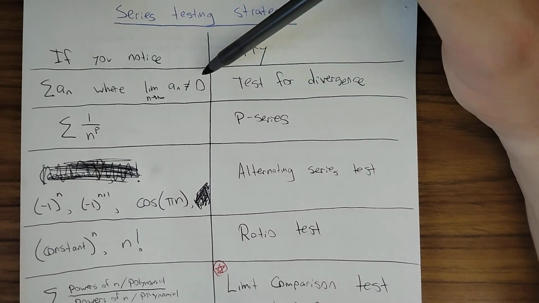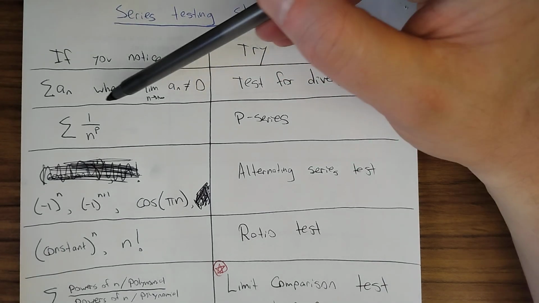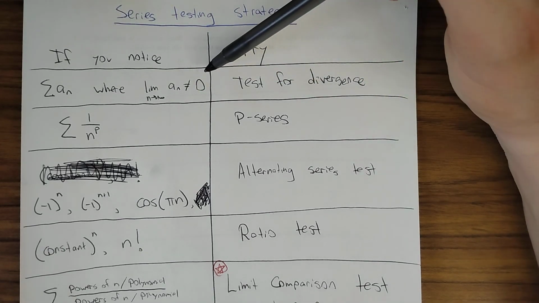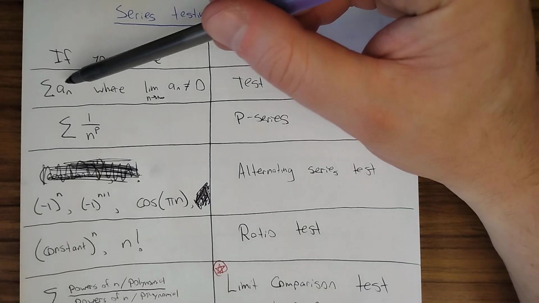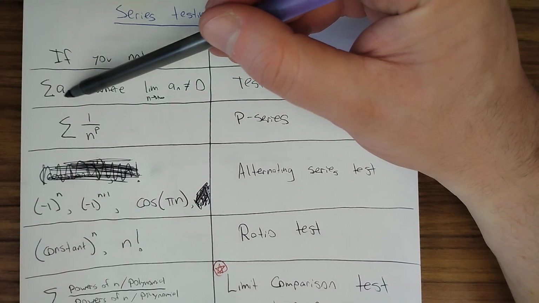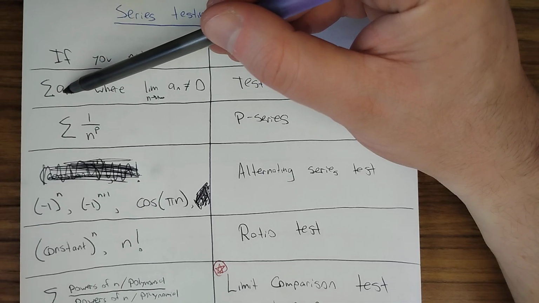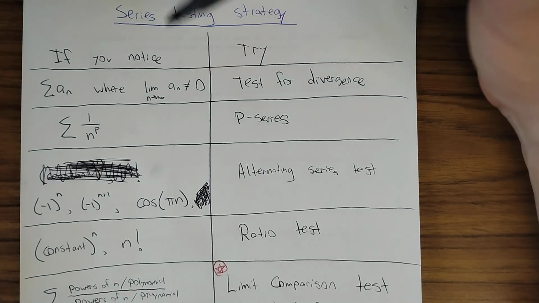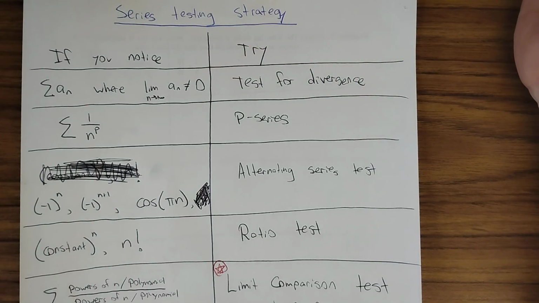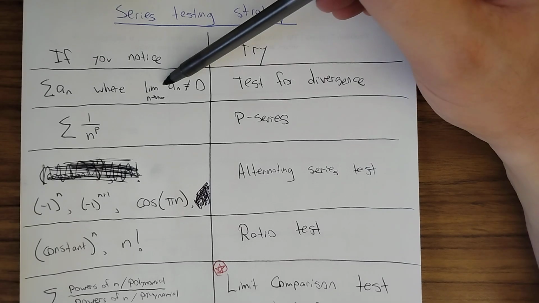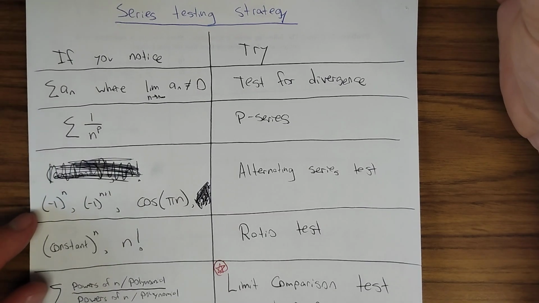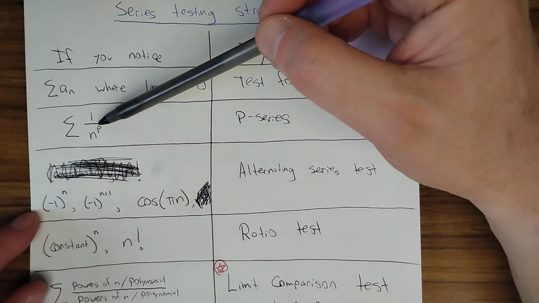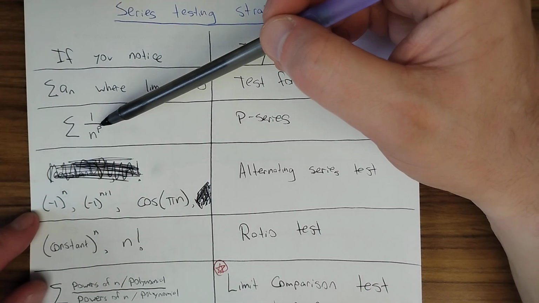So one thing that should always be in the back of your mind is if the terms don't go to zero, then the series diverges, and that's called the test for divergence. So if you see a series and the thing inside just doesn't go to zero as n goes to infinity, then you're done. That's a good thing to notice right off the bat, so you don't spend your time doing anything else.